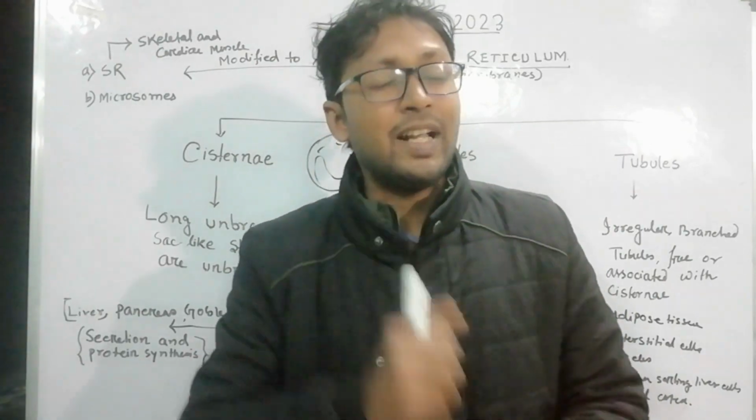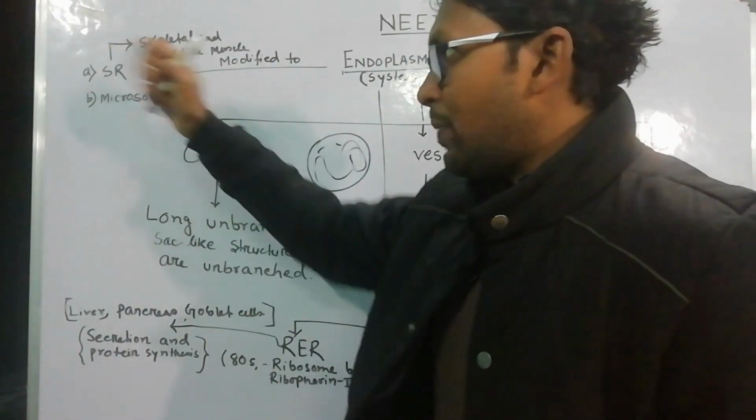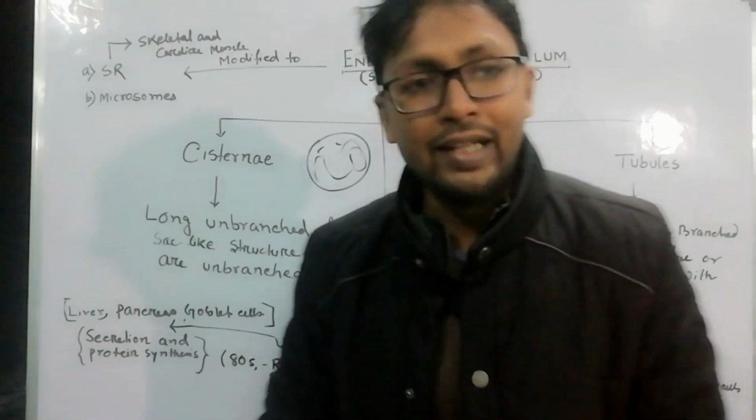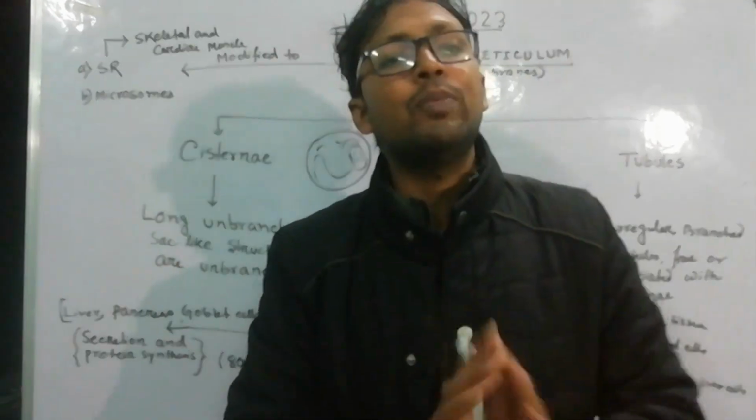If we see where the role of the endoplasmic reticulum lies, look here: sarcoplasmic reticulum and microsomes are most important. Sarcoplasmic reticulum is present in muscles. They are nothing but a modified endoplasmic reticulum.